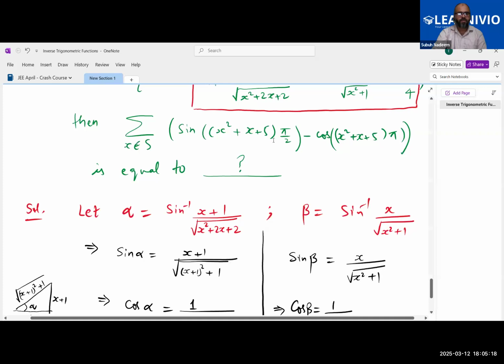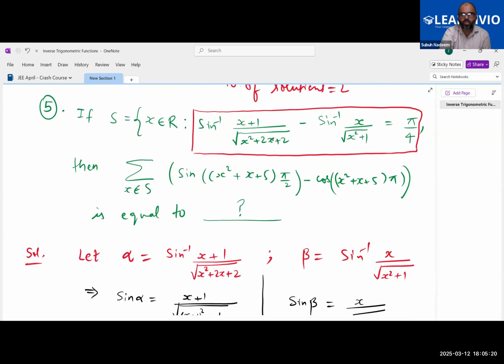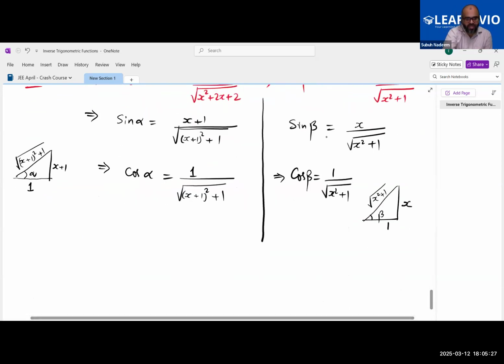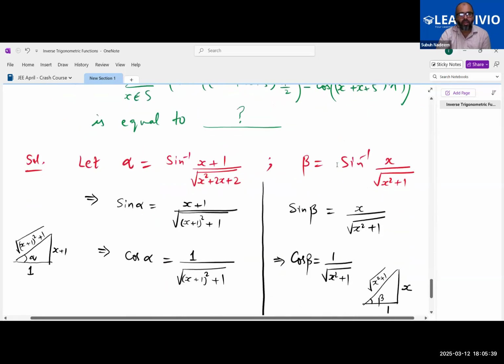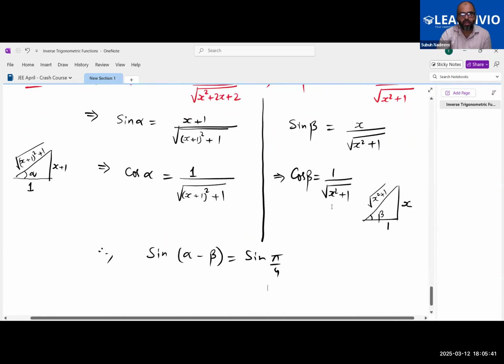Okay, then take sine on both sides of this equation. This is alpha and this is beta. So if you take sine both the sides, this is simply sine of alpha minus beta is equal to sine of pi by 4. Sine of pi by 4, we know, is 1 by root 2. So this equation is simply sine of alpha minus beta is sine pi by 4. Then expand this sine alpha minus beta by the trigonometric formula.